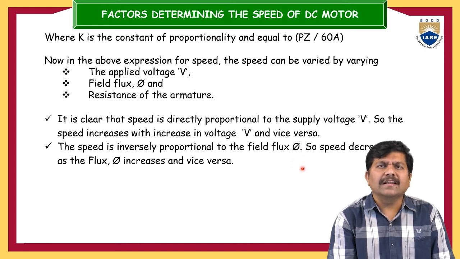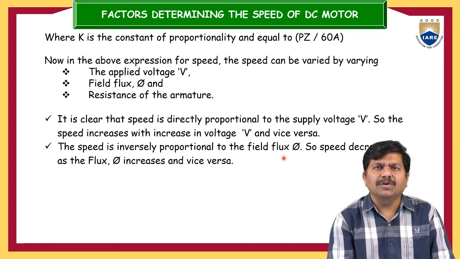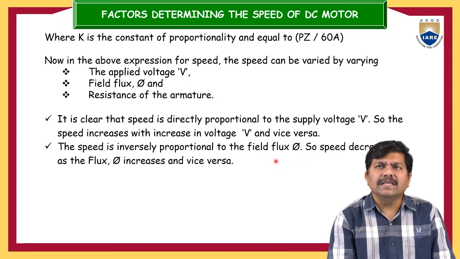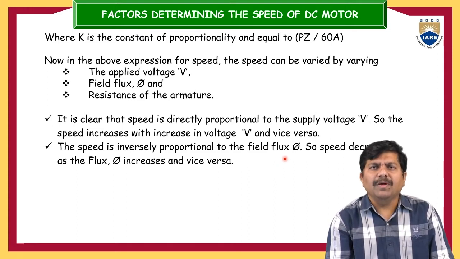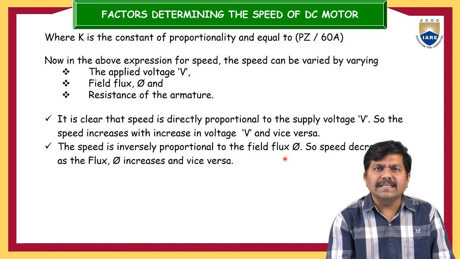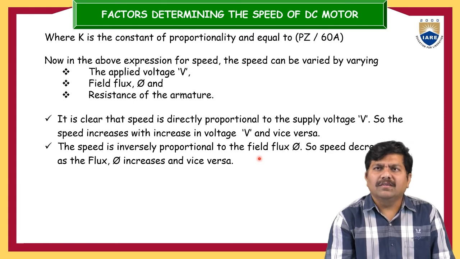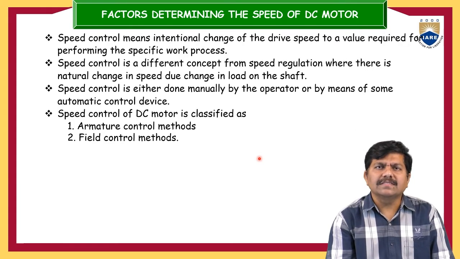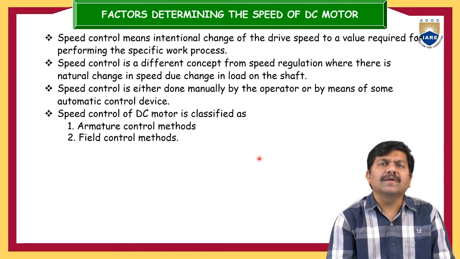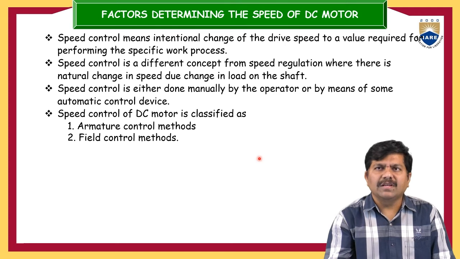So the relation is nothing but N is directly proportional to V, and the speed is inversely proportional to the field flux, because N is directly proportional to 1 by phi. So if flux increases, speed decreases. If speed decreases, flux increases. So this could be the relation. And if phi increases, speed decreases. If phi decreases, speed increases. So vice versa, it will take place, because the relation is nothing but an inversely proportional relation.